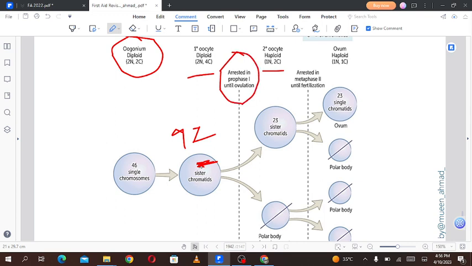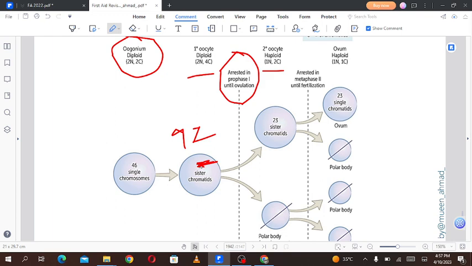Then we have these cells, the primary oocytes, arrested in the prophase until ovulation. It is interesting knowledge that all of the primary oocytes that will be ovulated throughout the life cycle of a female are produced during the intrauterine life. These oocytes formed during the intrauterine life are arrested in the prophase, and they remain in the arrest until ovulation starts, right? Until ovulation they remain in prophase 1.